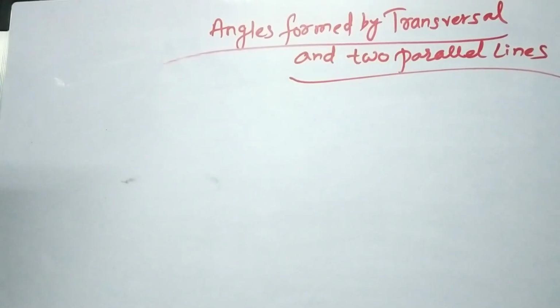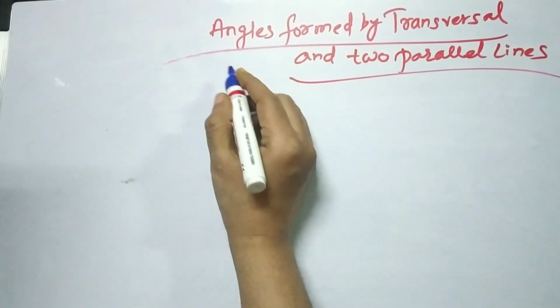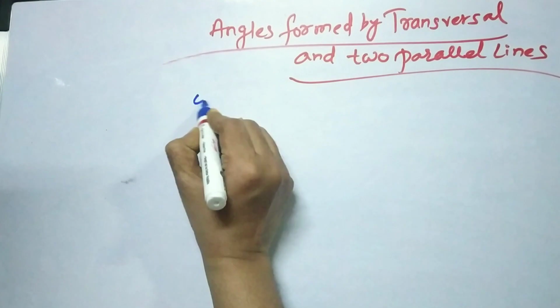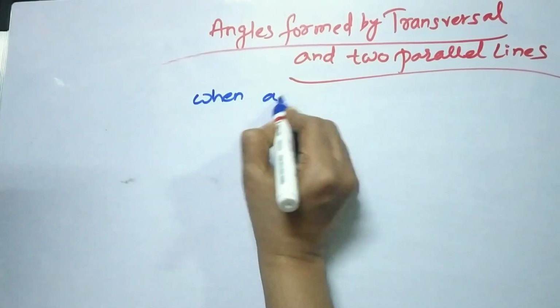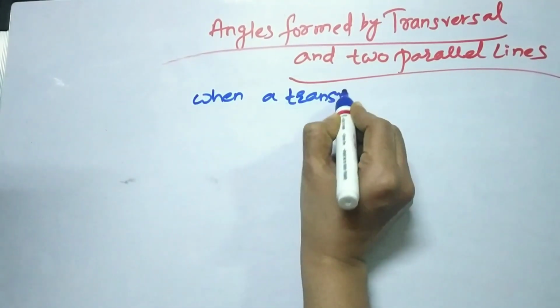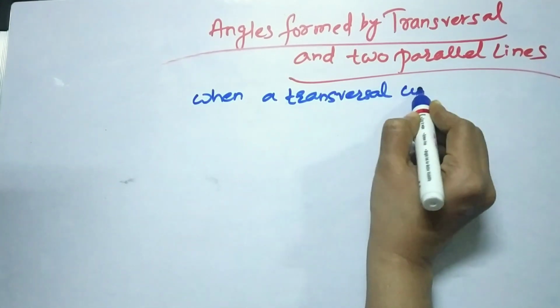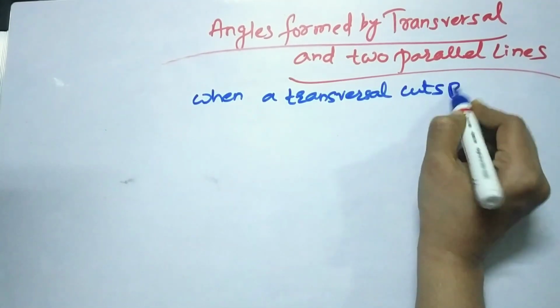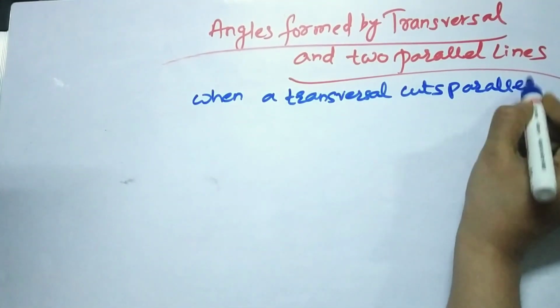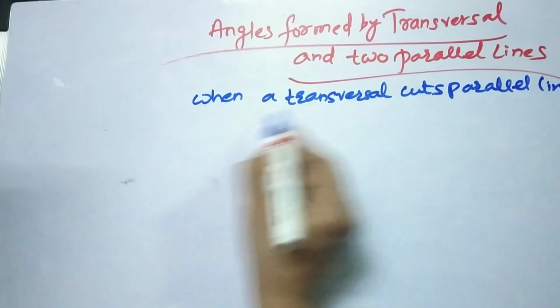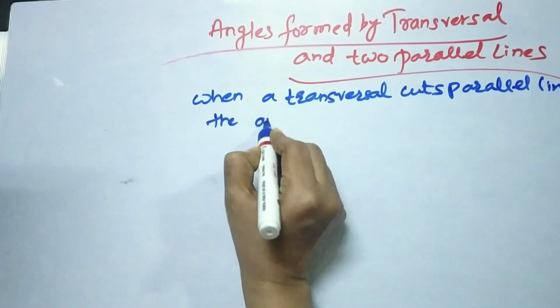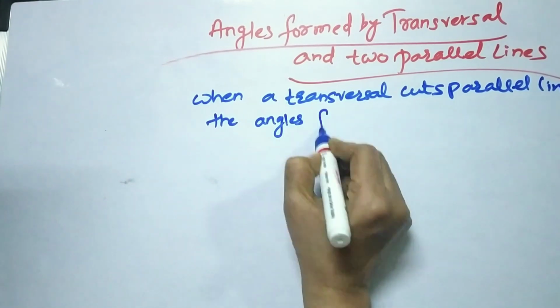Now friends, we will see when a transversal cuts parallel lines, then the angles formed have special properties. So you can say when a transversal cuts parallel lines, the angles which are going to form here have some special properties.